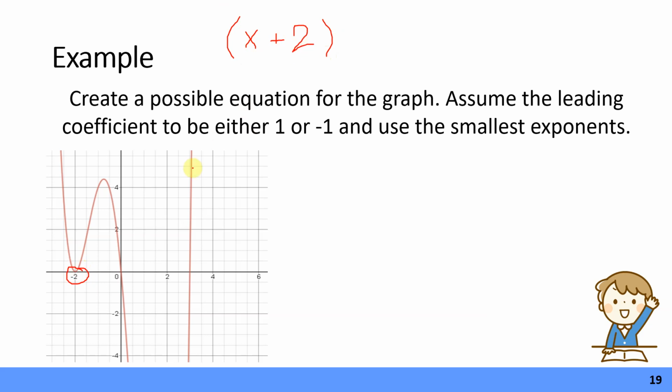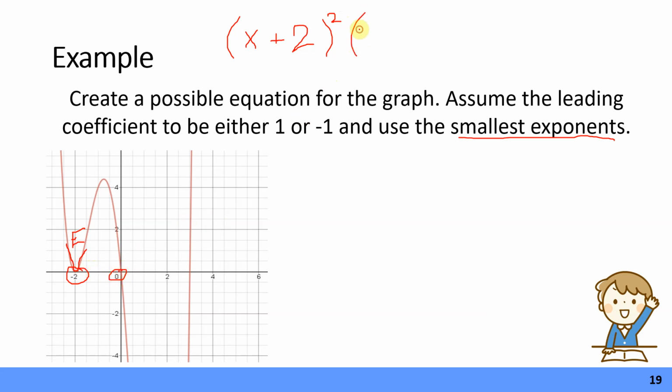Okay, before I move on to the next one, what did the graph do here? So the graph touched it and it turned. So that means I'm supposed to have an even multiplicity. You can use any even number you want, but since they're asking us to use the smallest exponents possible, what's the smallest even number you know? It could be 2, 4, 6, 8, but the smallest one is 2. Okay, so look at that. We have 1 down.